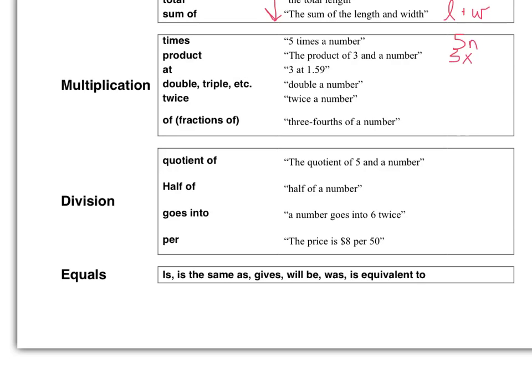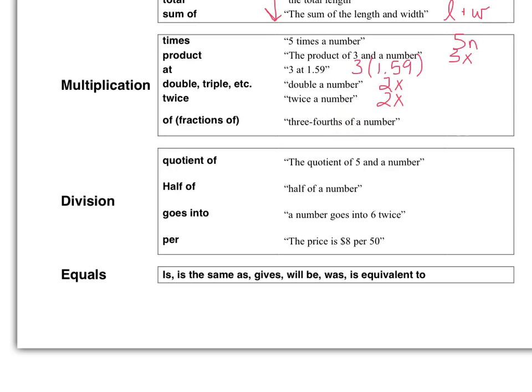3 at $1.59. This is actually one of my favorites because we don't always think about this. At is multiplication. If I'm buying 3 at $1.59, I'm buying 3 times $1.59. Okay, so 3 items at $1.59. And what that could also say in the end is maybe each. Double a number. So that's 2x. Twice a number. Again, 2x.